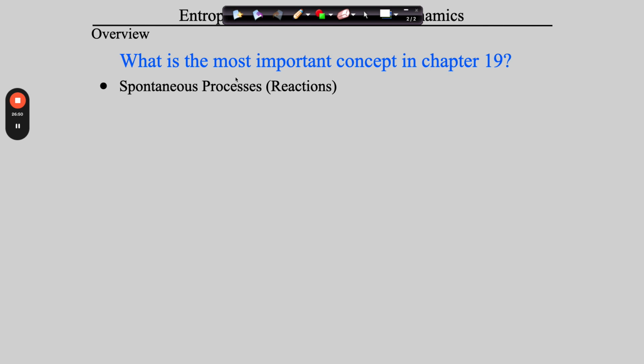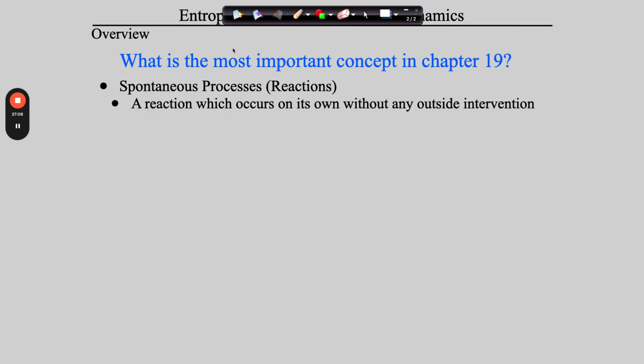Guys, what is a spontaneous process? And for us, it's reactions, but we can talk about it more generically as just any process. But for us in chemistry, it's reactions. And this is going to be our working definition: it is a reaction that happens without any outside intervention.